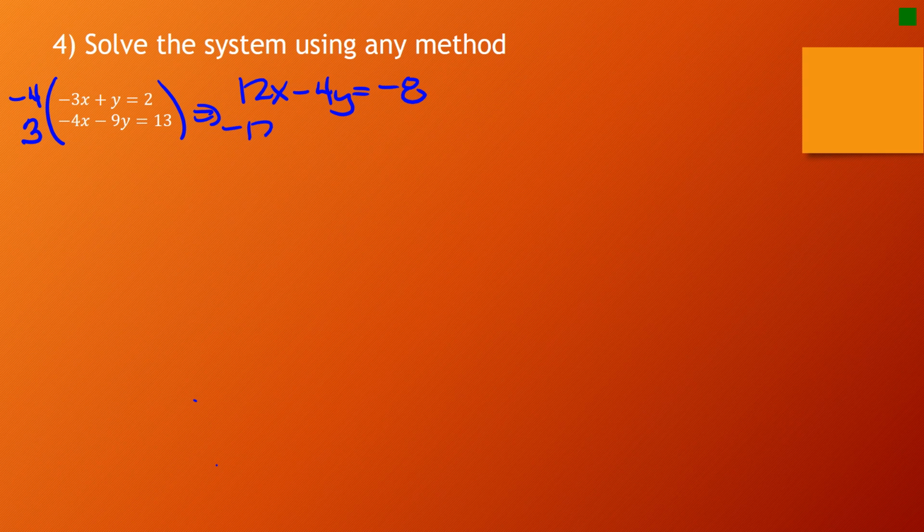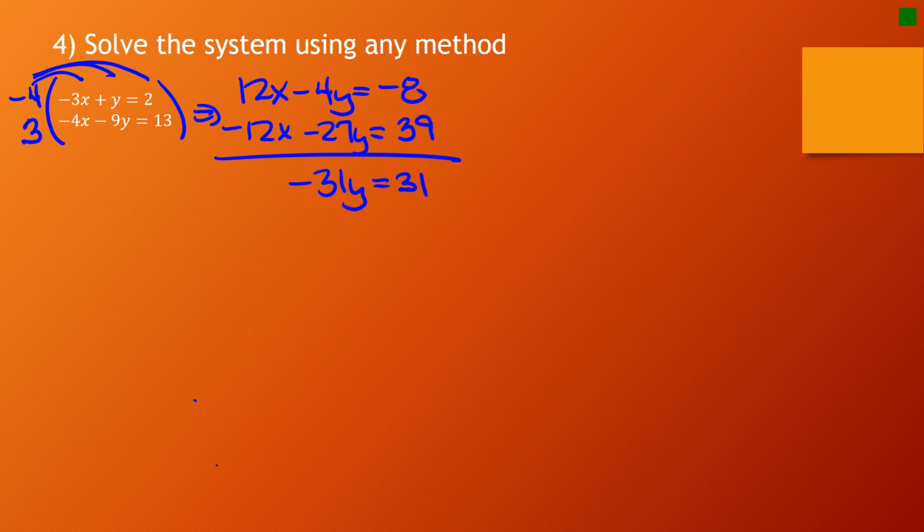I get negative 12x minus 27y equals 39. Remember, distribute all the way through the whole thing. So negative 31y equals 31. Divide both sides by negative 31. Y is negative 1. I can plug this into any of them. In this case, I'm going to plug it into this top one up here.